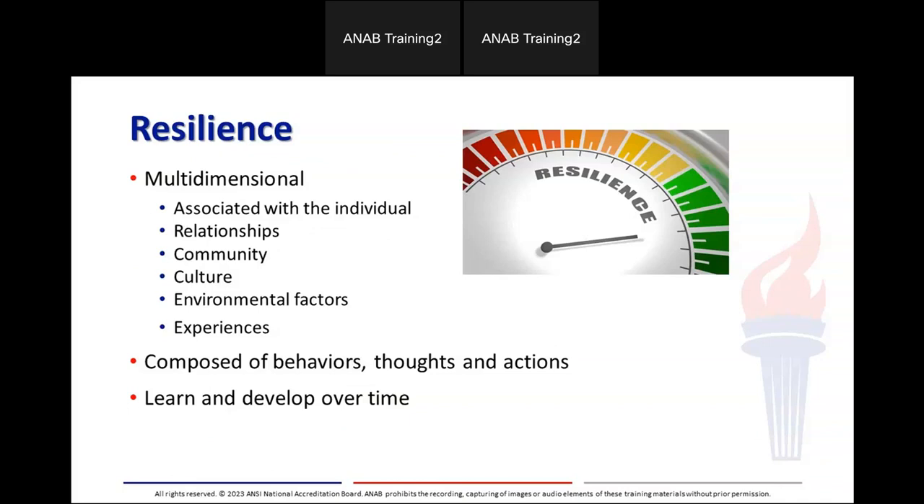Resilience is multidimensional. It is associated with the individual, with our relationships, with our community, with our culture, with environmental factors, and the accumulation of all of our experiences. Resilience is composed of our behaviors, our thoughts, our actions that we learn and develop over time. Resilience is also fluid and dynamic. That is, it does change. Our level of resilience, depending on the situation, could change over time.